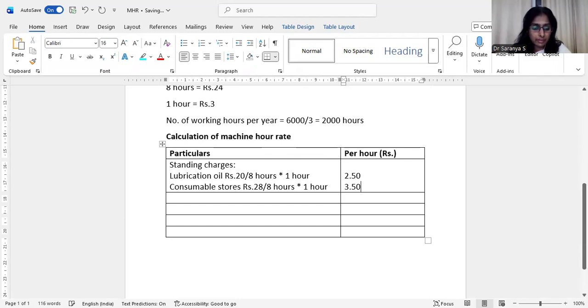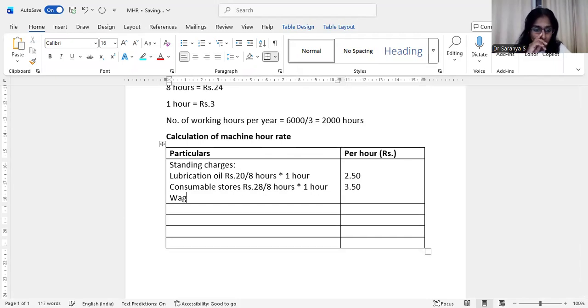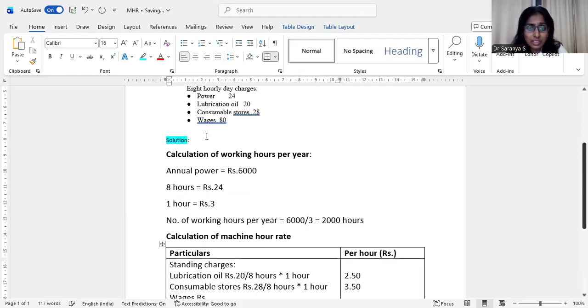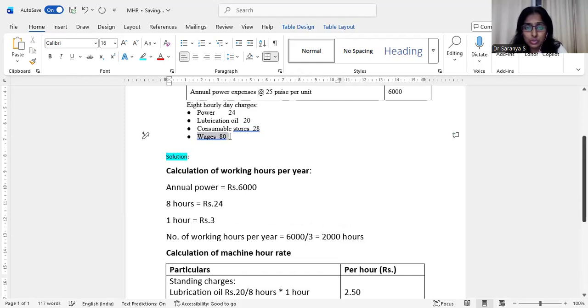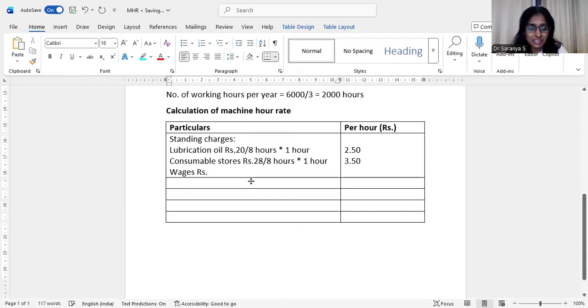Okay, then we have another item called wages. So wages, the amount is given as rupees. We'll go to the question to check. Wages is given as rupees 80. Okay, so 80 is for how many hours? 8 hours. Correct. So rupees 80 divided by 8 hours. Then how much for 1 hour? So that is rupees 10.